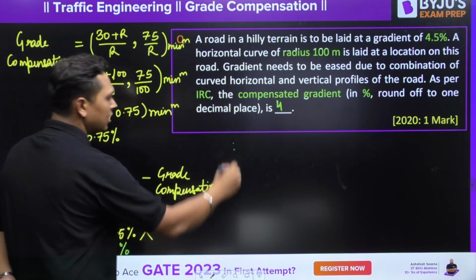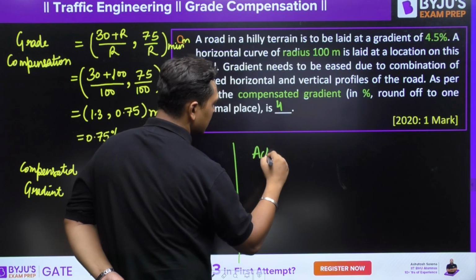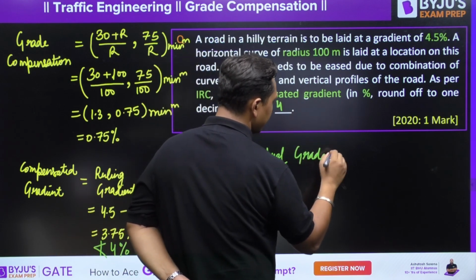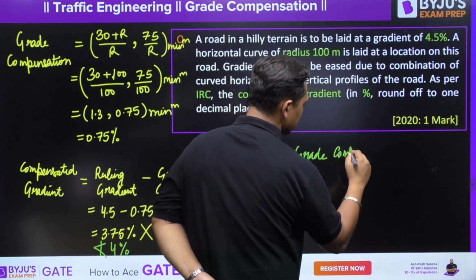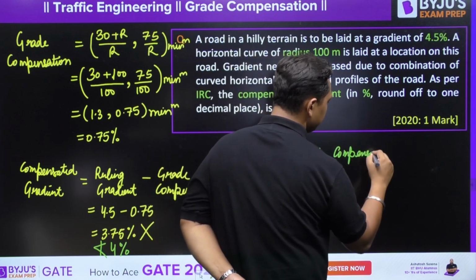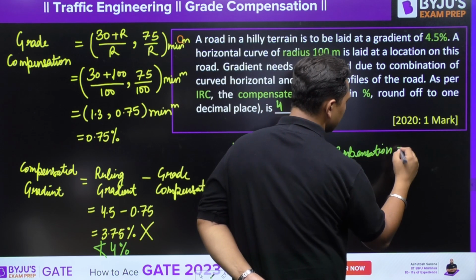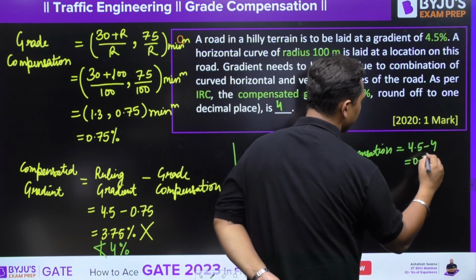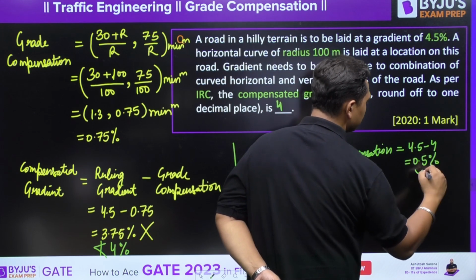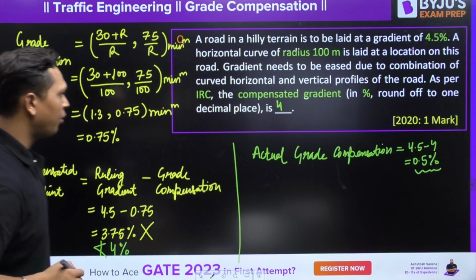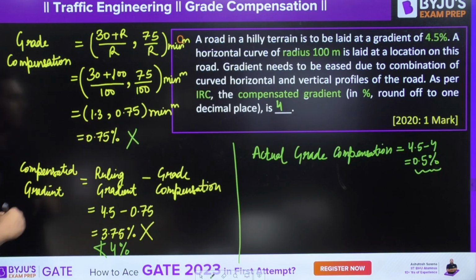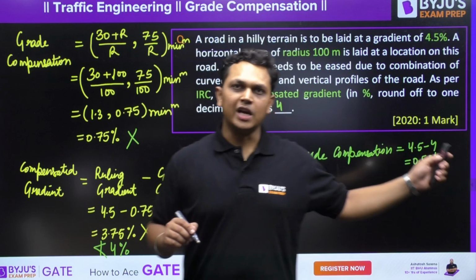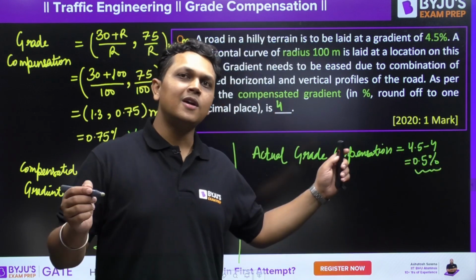So what is the actual grade compensation? It is equal to 4.5 minus 4, which is only 0.5%. So actual grade compensation is only 0.5%, not 0.75%. So the compensation is only done for 0.5%.